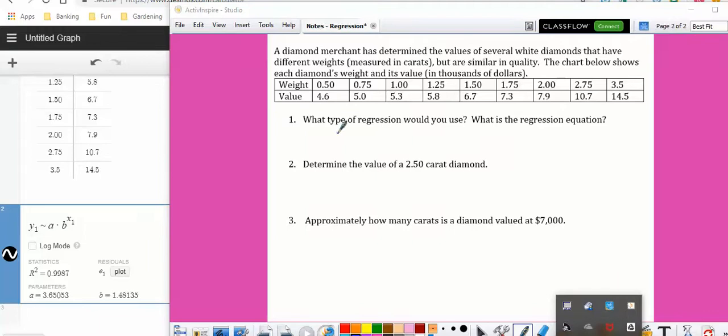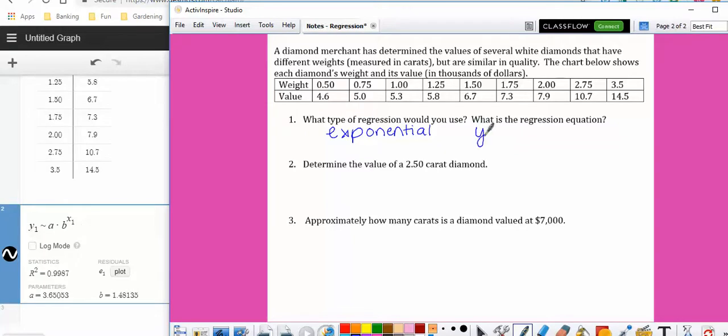So we determined that we would use an exponential regression. Regression and best fit mean the same thing. So our equation, we're going to follow the form that we had here that we typed into Desmos. So y, you're not going to use the sub 1 and you're going to put equals. We're going to put our a value. And 2 decimal places is enough, 3.65.